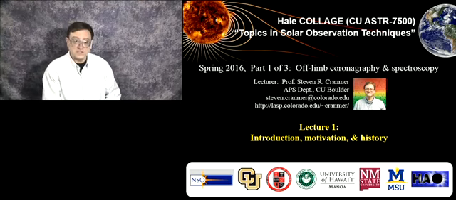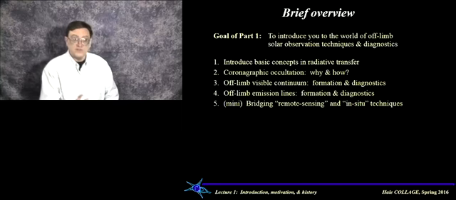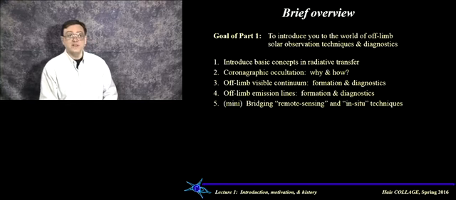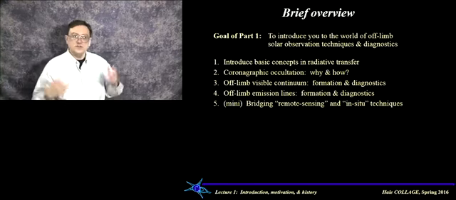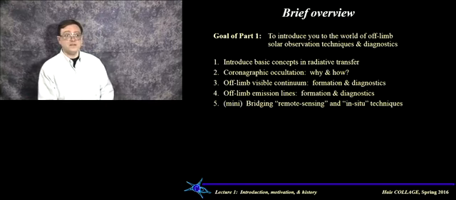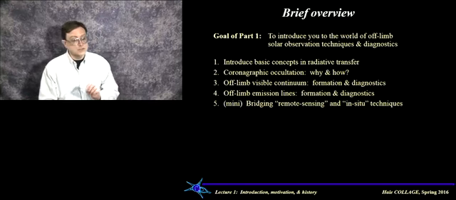So this first lecture is sort of an introduction, but I wanted to first give a brief overview of my entire third of the course, part 1 of 3. The overall goal is to introduce you to this whole world of off-limb solar observation techniques and diagnostics, both how we do it and what we get out of it, different measurements of the actual plasma in the solar corona. So I'll start off with lectures 2 and 3.